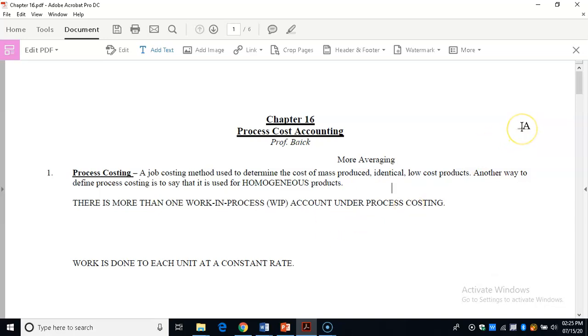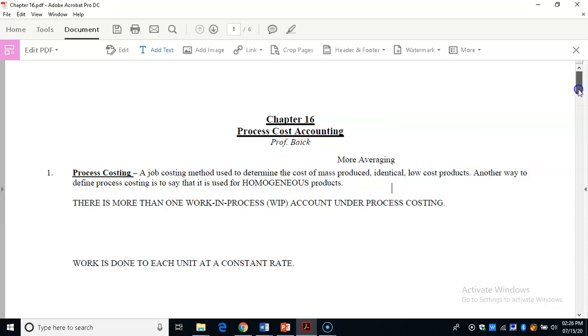So that's why we have Chapter 16, which is process costing. The most important thing in Chapter 16 is to understand the concepts and then also understand a production cost report. So what we'll do is we'll talk about the important concepts that you need to know for this chapter, and then we're going to go over a production cost report problem. If you can do a production cost report problem, then you can solve any problem in this chapter.